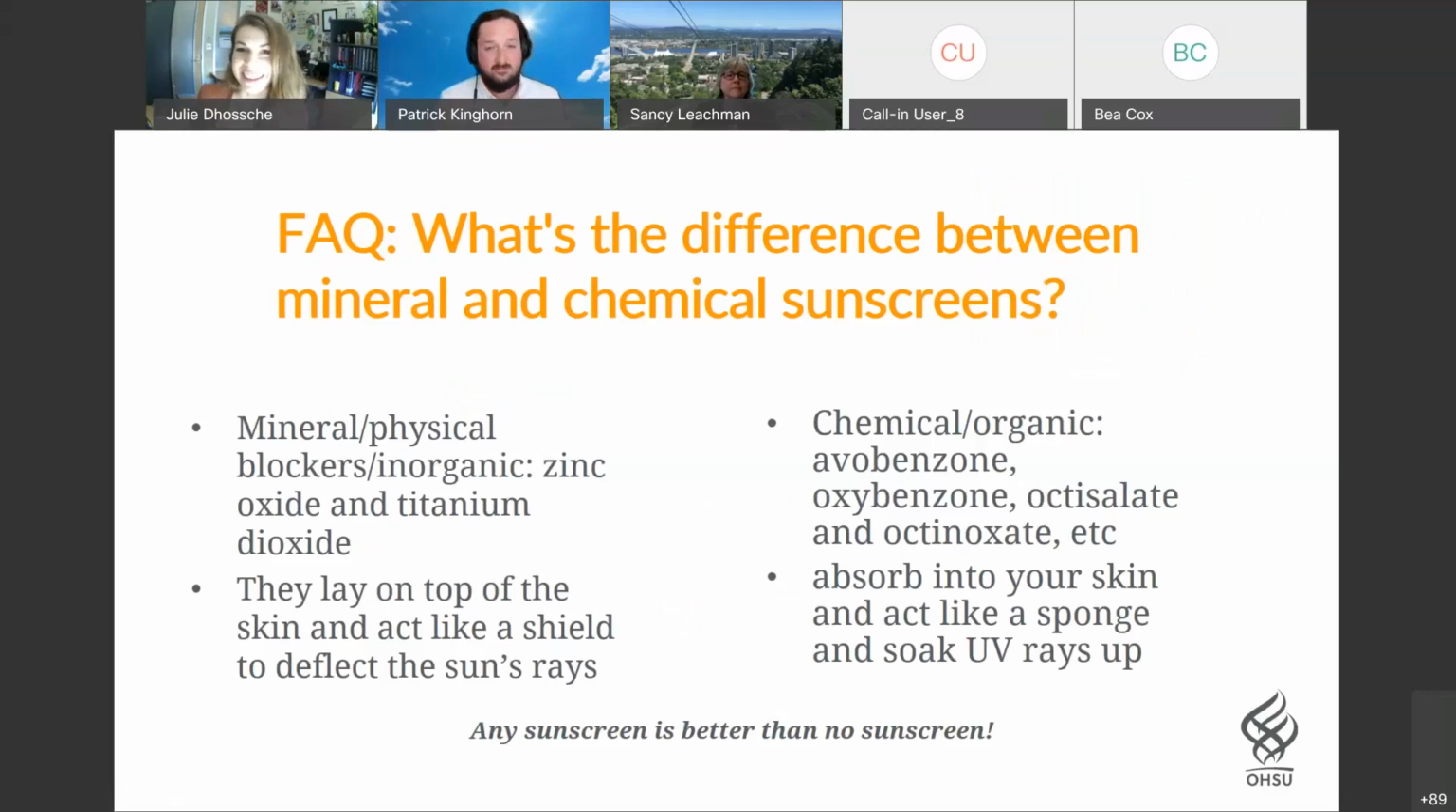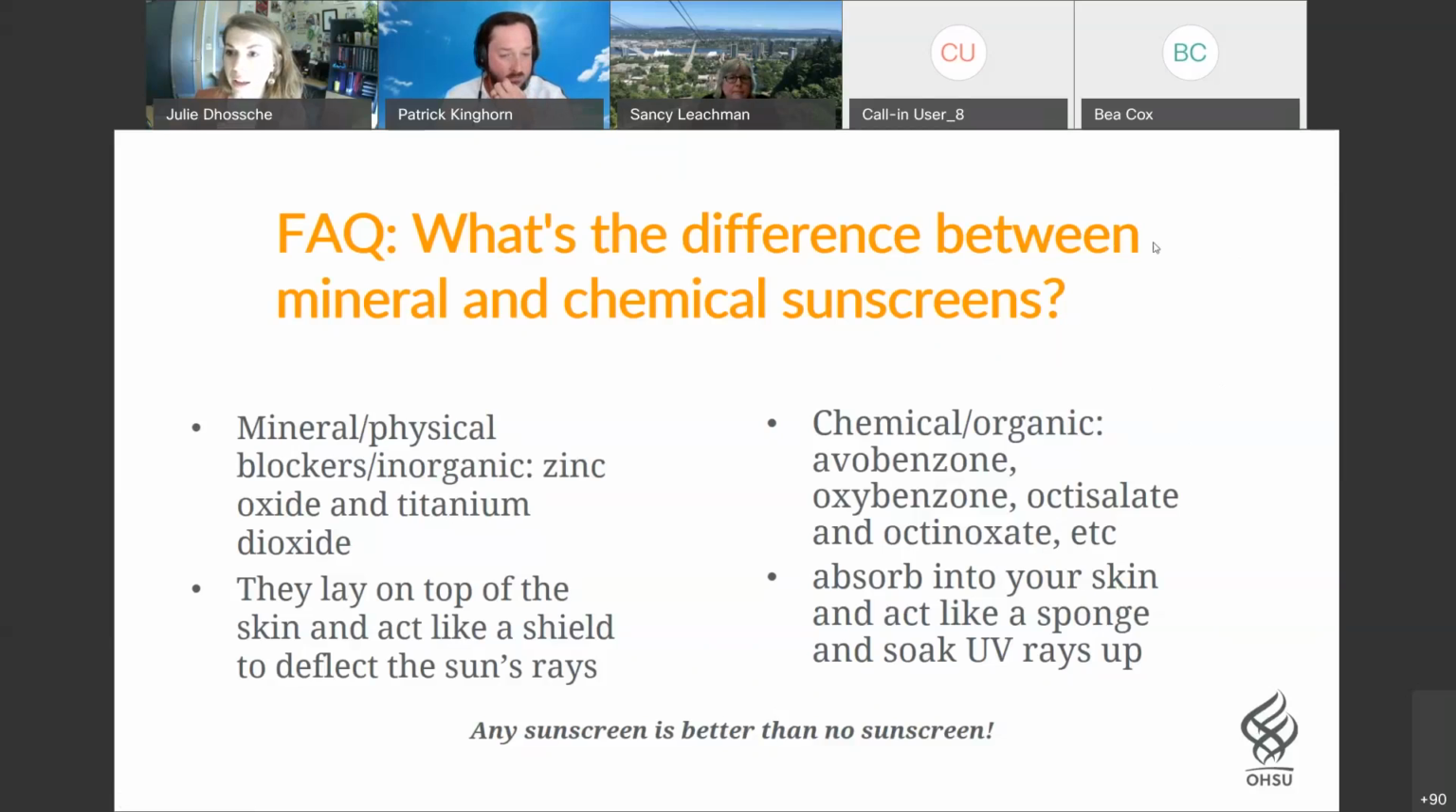So, frequently asked questions: what's the difference between mineral and chemical sunscreens? Why are they different? Mineral sunscreens, also called physical blockers or sometimes inorganic blockers, are zinc oxide and titanium dioxide. Once you put them on your skin, they lay on top of the skin and act like a shield to deflect the sun's rays. So the UV rays hit your skin and they bounce off because of the presence of these mineral blockers.